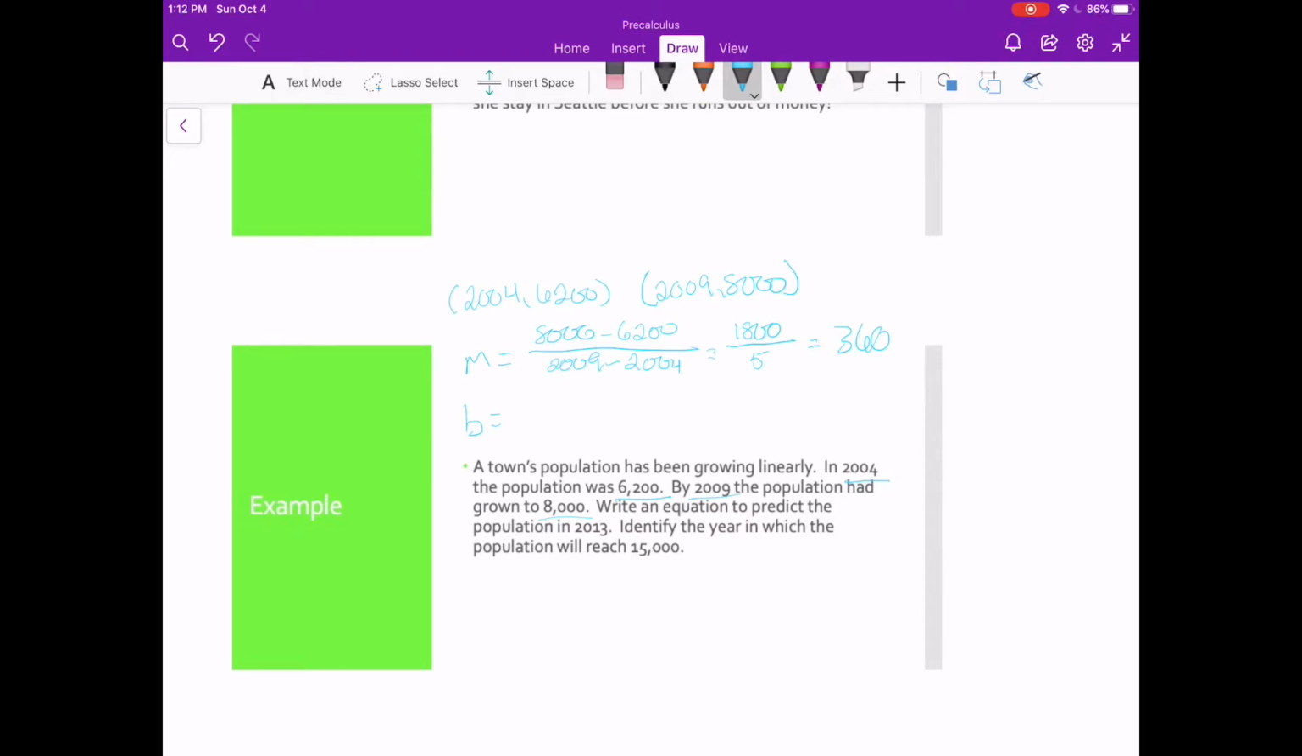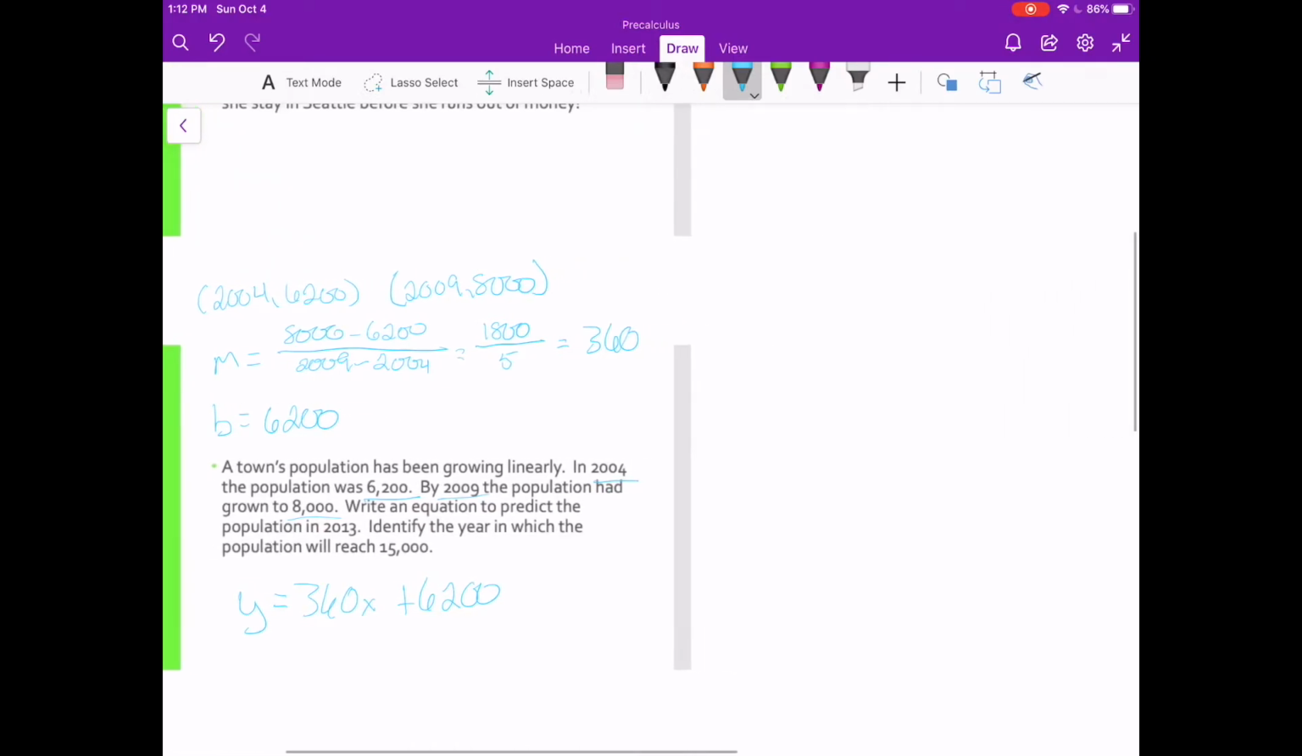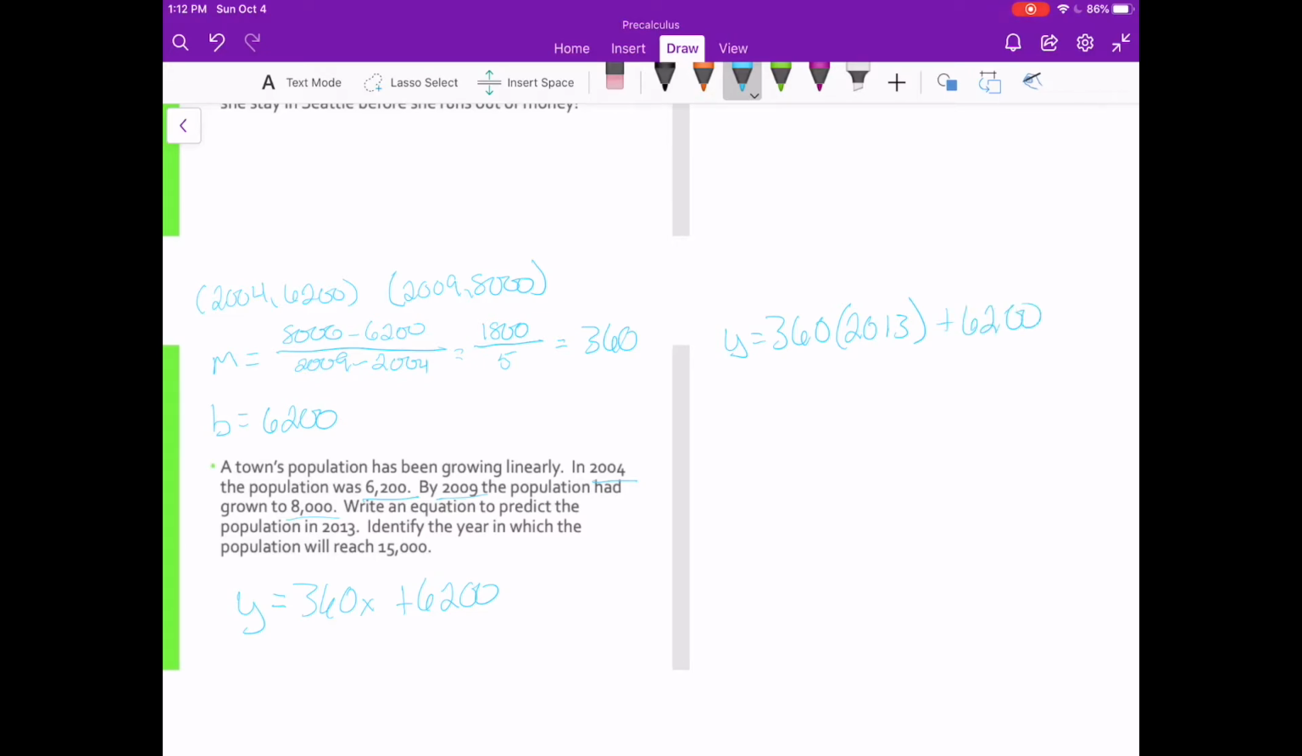And then our y-intercept is how much we started with. In this case, we started with 6,200 people in 2004. So y equals 360x plus 6,200. Predicting the population in 2013. So that means we're going to plug in 2013 for x. So y equals 360 times 2013 plus 6,200.